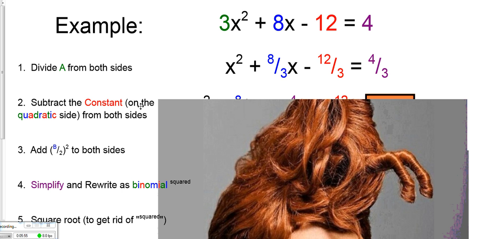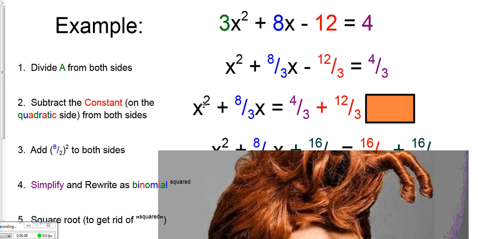When I subtract the constant from my quadratic side from both sides, which technically in this case I'm adding it because this is negative, so I'm going to add 12/3 to both sides. It would look something like this. I still have my x squared plus 8/3 x. That was here. I added 12/3 to both sides. 4/3 plus 12/3. I left it in thirds because 4/3 and 12/3 I can add and just call it 16/3. So x squared plus 8/3 x equals 16/3.